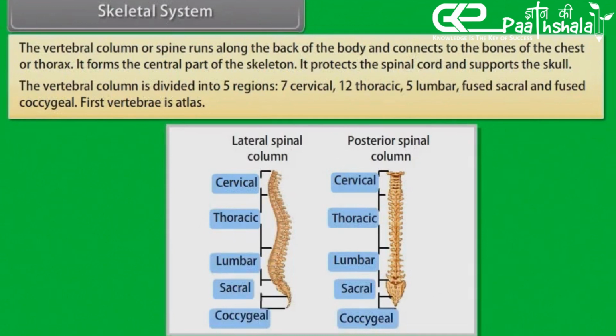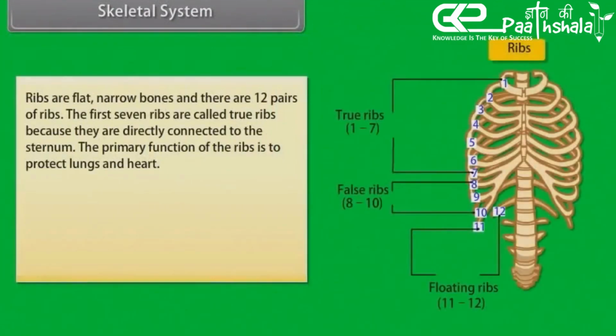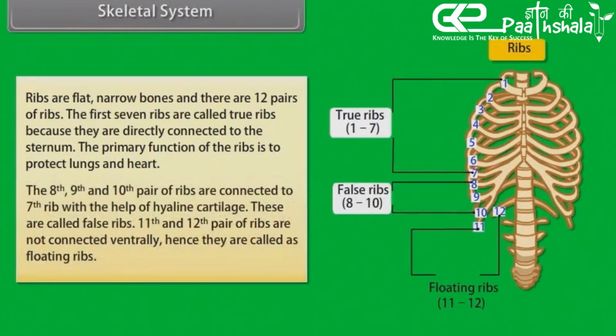The first vertebra is the atlas. Ribs are flat, narrow bones, and there are 12 pairs of ribs. The first 7 ribs are called true ribs because they are directly connected to the sternum. The primary function of the ribs is to protect the lungs and heart. The 8th, 9th, and 10th pairs of ribs are connected to the 7th rib with the help of hyaline cartilage. These are called false ribs. The 11th and 12th pairs of ribs are not connected ventrally. Hence they are called floating ribs.